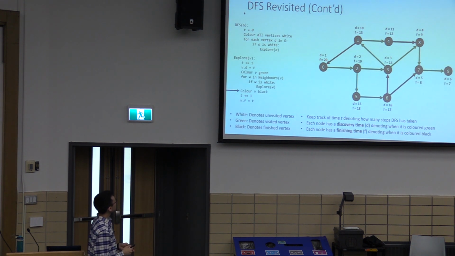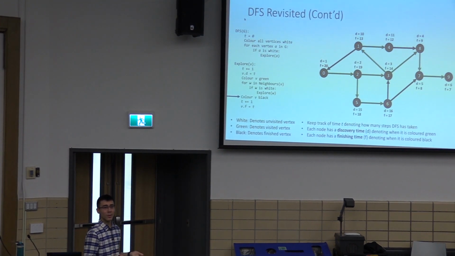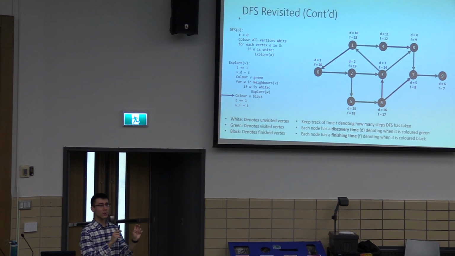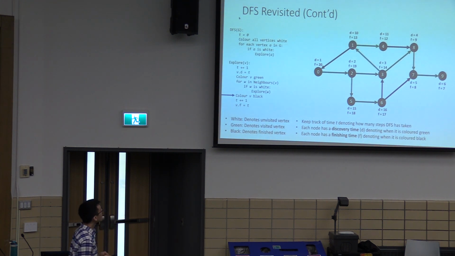Okay? And if you want to denote things as white, green, or black, all you could do for that is maybe set a macro. You can say white, define it as 0, green, define it as 1, black, define it as 2, and so on. Okay.